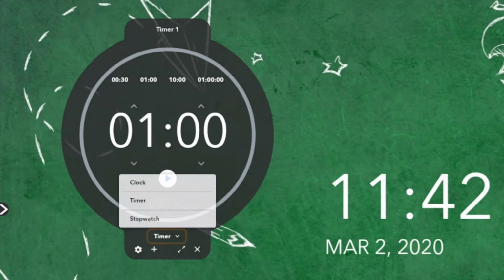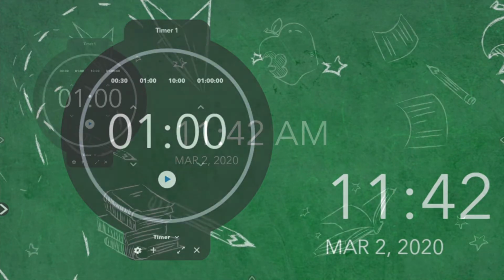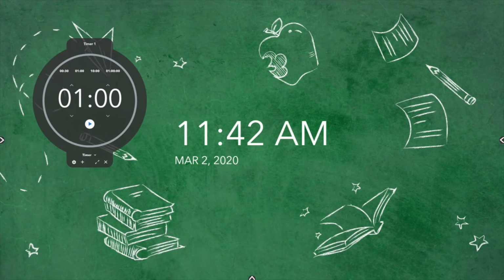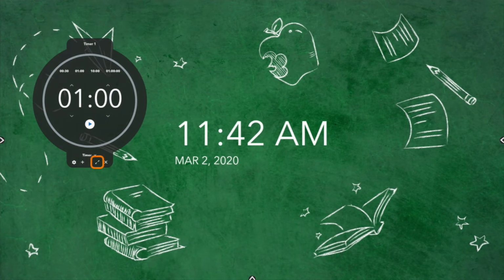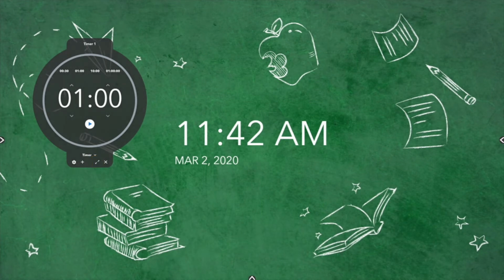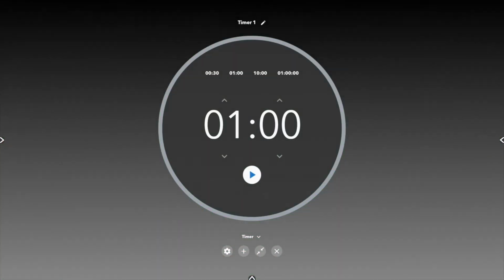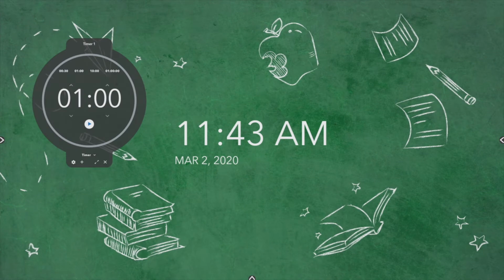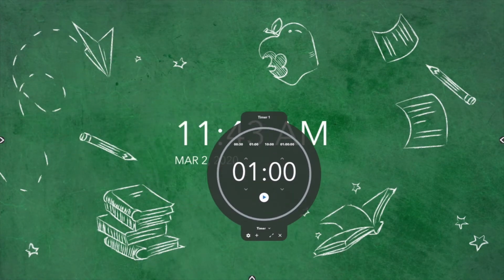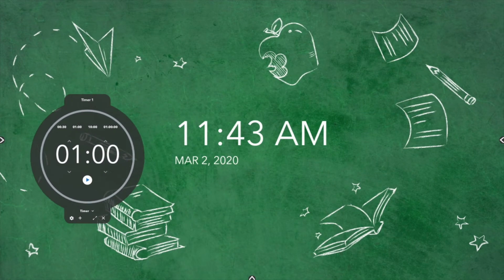Tap whatever title is currently displaying to toggle between the three modes. Within each mode exist two viewing options, floating and full screen. Tap the expand collapse arrows to toggle between floating and full screen. When in floating mode, tap and hold to move it anywhere on your screen.